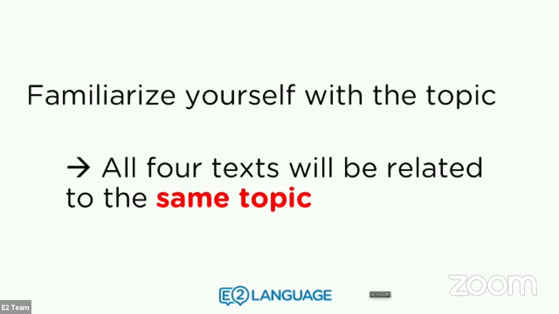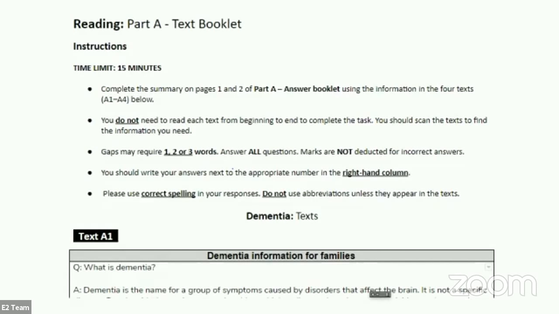So you need to familiarize yourself with the topic. All four texts that you will see on test day will be related to the same topic. Just quickly scan your eyes over this and tell me what is the topic of the four texts. You have 5 seconds. That's right. The four texts that you will be reading about will be about dementia. And you can see that right there.